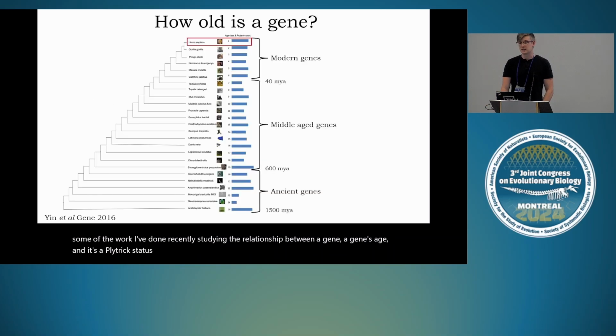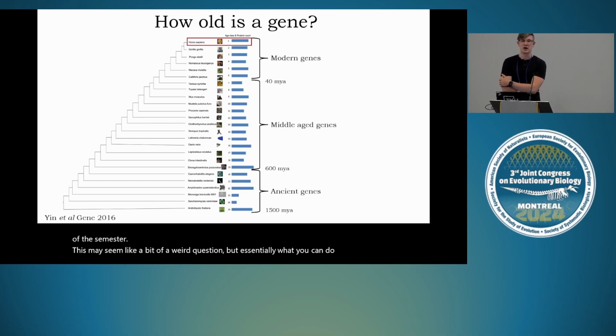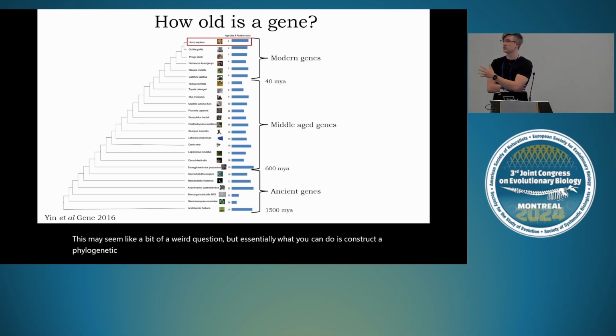So setting the stage with some background first, I want to establish how we know how old a gene is. If you have not put any thought into this question before, I know that I hadn't before the start of the semester. This may seem like a bit of a weird question, but essentially what you can do is construct a phylogenetic tree with a couple species of interest. In this case, the example I'm pulling from used about 20 species.